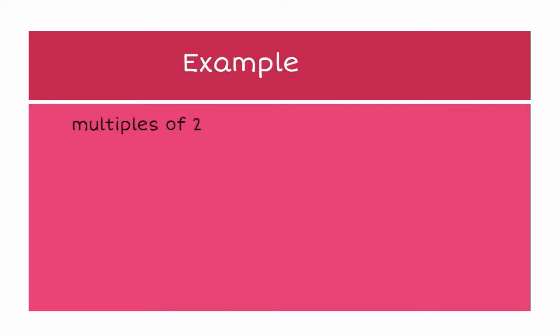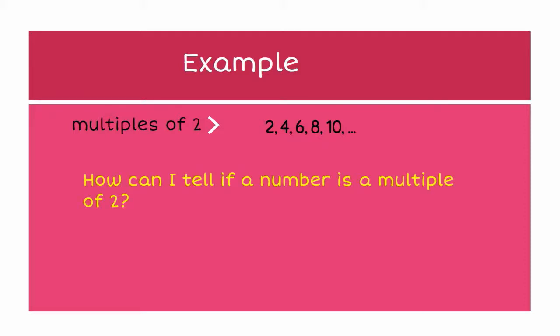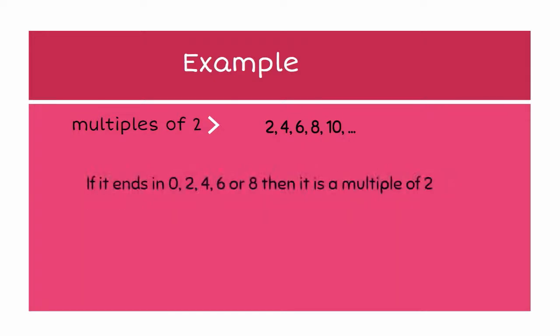So the multiples of 2 would be 2, 4, 6, 8, 10, and so on, because these are the numbers in the 2 times table. How can I tell if a number is a multiple of 2? If it ends in 0, 2, 4, 6, or 8, then it's a multiple of 2.